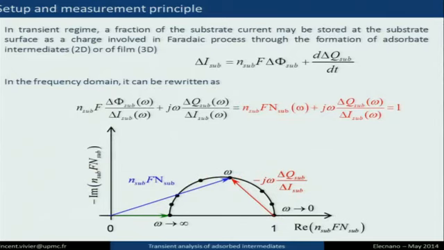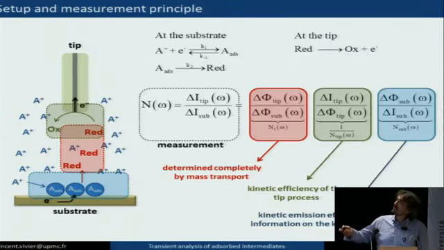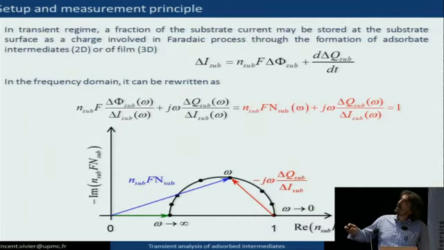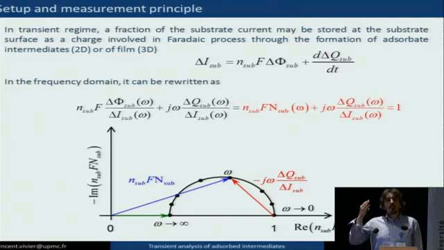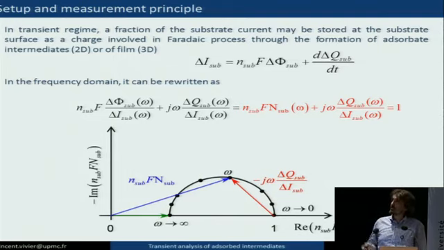So what will we get? We measure this term. We can determine this term and this term. So the interesting part is N sub. N sub can be obtained from this equation. And this equation arises from the fact that at the substrate surface, we can split the current in two contributions: the flux and the current that reacts due to the formation of adsorbed species, so 2D formation, or of the film at the electrode, 3D formation.